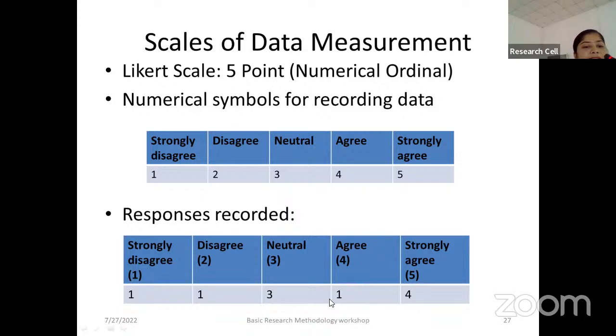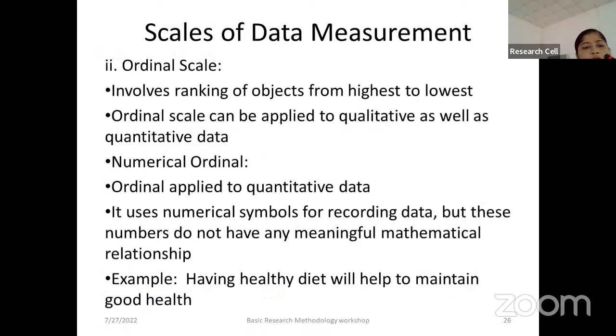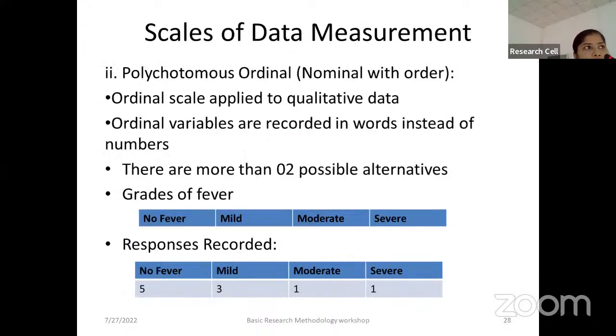Okay, so this scale is called the Likert scale. It can be on a 5 point, the example is of 5 point, or we can have it on 7 point also. Okay, seven these things are given. So that was the example of numerical ordinal. Okay, ordinal data presented in a numerical or number on a Likert scale.